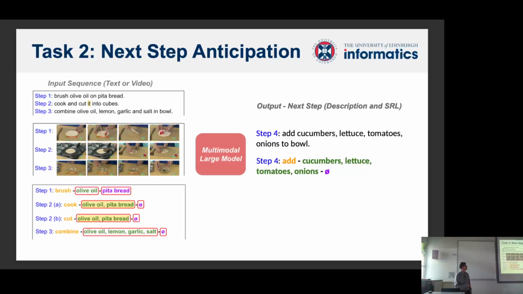Okay, and then we compare this, of course, to the correct step, which we have. And we generate both the description of the step, just a textual description, and we generate the semantic roles as well. This has the advantage that we can figure out where the errors are, right? Do we get the verb incorrect? Do we get the where argument or the what argument incorrect? So this is where SRL is interesting for evaluation as well.